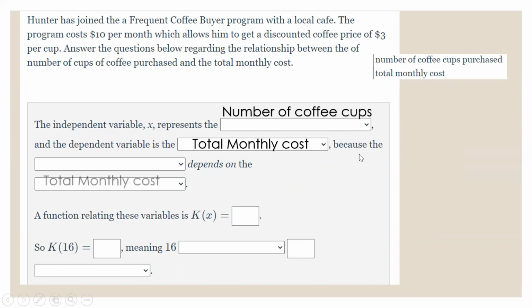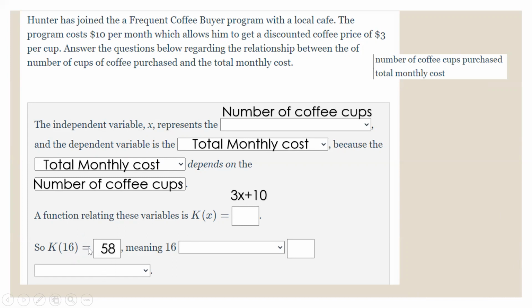Because the monthly cost depends on that beautiful number of cups. What would be the function? You have to pay 10 bucks in order to get this beautiful thing, and then $3 a cup after that. So we're going back to the good old y equals mx plus b: 3x plus 10. When you plug in 16, you're going to get $58, meaning that 16 cups of coffee will cost $58.